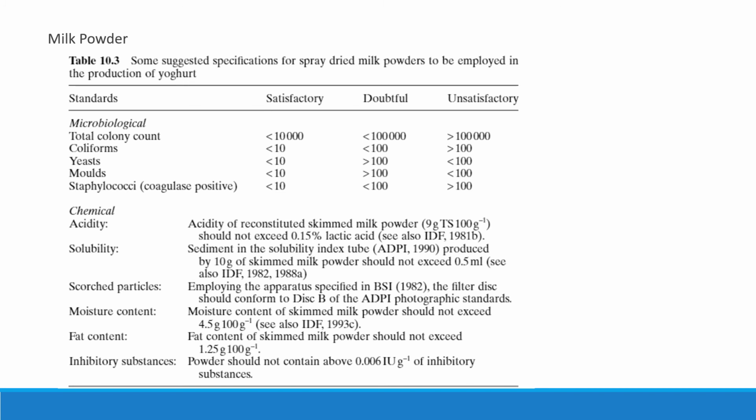And for scorched particles, the filter disk should conform to the DSP of the ADPI photographic standard. For the moisture content itself, it should not exceed 4.5 gram per 100 gram. For fat content itself, the skim milk powder should not exceed 1.25 gram per 100 gram. For the inhibitory substances, it should not contain more than 0.006 IU per gram.